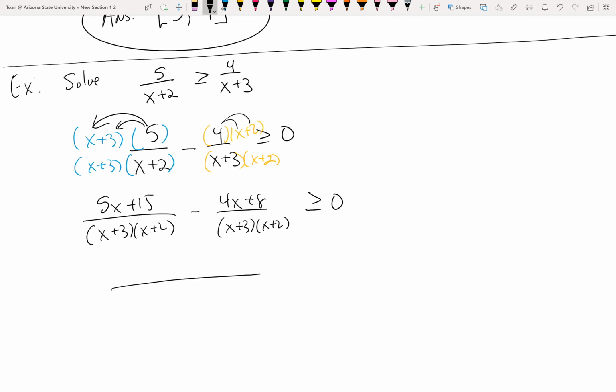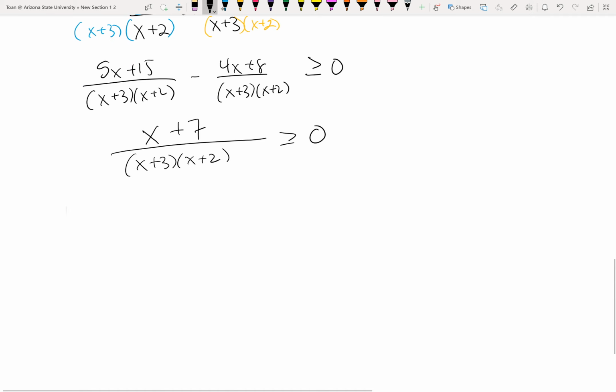So to merge them together as one fraction, (x + 3)(x + 2) on the bottom, we have 5x minus 4x is 1x. 15 minus 8 is 7. Positive 7. So there you go. You've made it so it's one fraction.